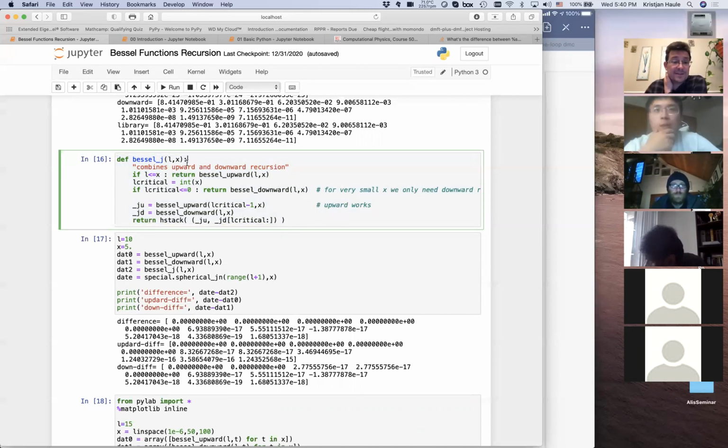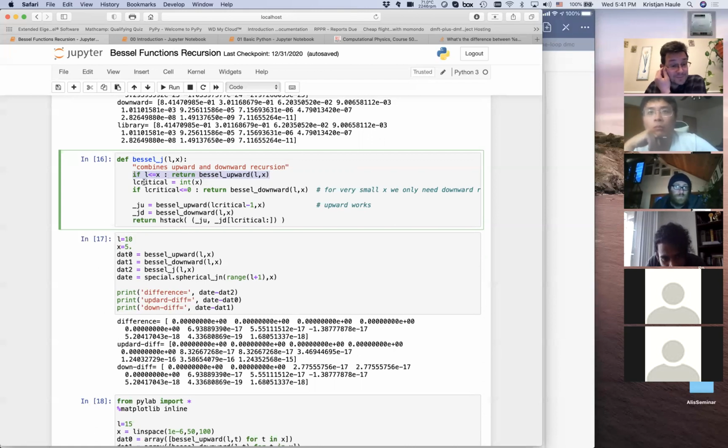Okay, so what does it do? Let's check. If L is less than X, so if all the L's that you need are less than X, then we know that upward recursion is stable everywhere. Okay, and we don't need to do anything else. We don't need to bother with downward recursion. So if L is less than X, of course, upward recursion is slightly more efficient, less operations. So we just return upward recursion and that's it.